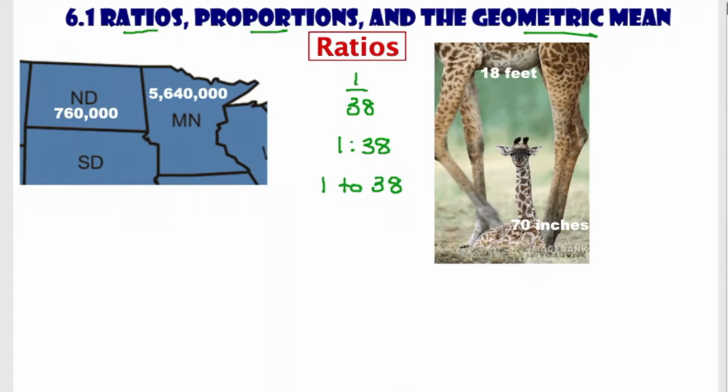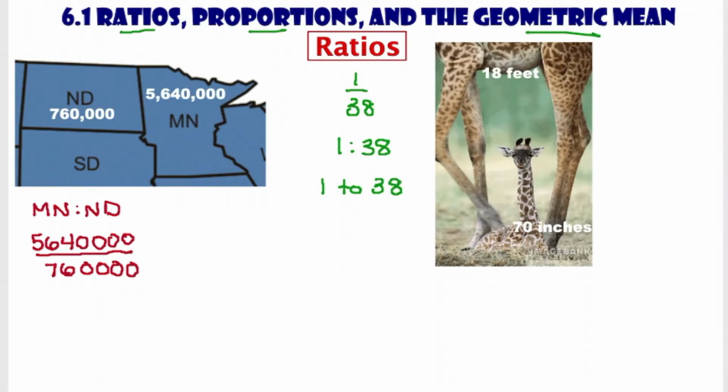A little example I want to do with you is the population between North Dakota and Minnesota. If we want to compare those, maybe we would compare them Minnesota to North Dakota. I would write out the ratio of the Minnesota population to the North Dakota population. Now, if I were simplifying this ratio, it's the same thing as simplifying a fraction. I would divide the top and bottom by, it looks like 10,000 to start. Those are both divisible by 4. And so my ratio of residents in Minnesota to North Dakota is 141 to 19.